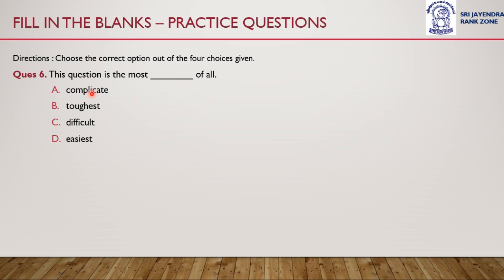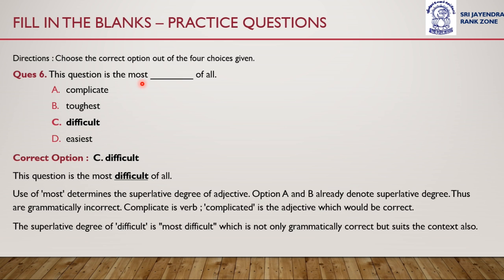Which option do you think is correct? This question is the most dash of all. Option A complicate, B toughest, C difficult, and D easiest. Which of these options do you think is the correct answer? So the correct answer will be an adjective.